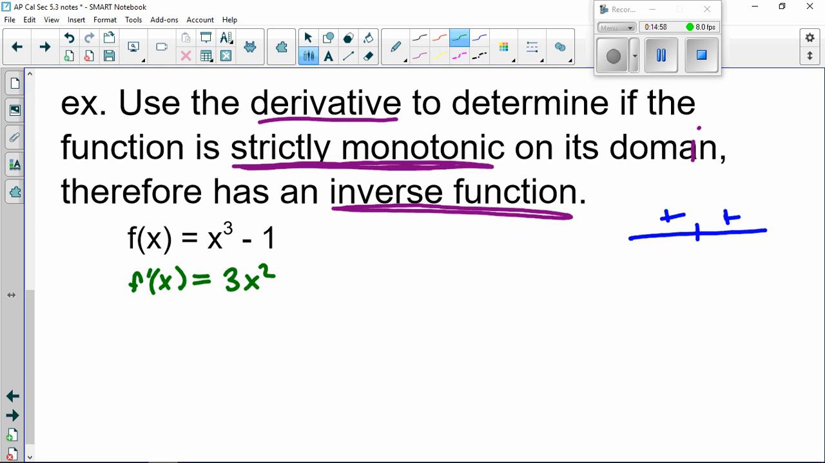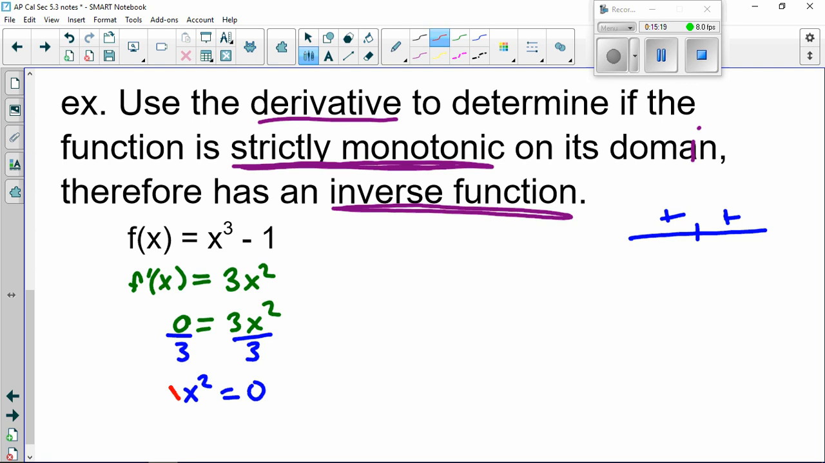So if that's our derivative, then what we would do next is take our derivative and set it equal to 0, because we need to figure out what number is going to go on the number line to check on either side of, and that will tell us what the whole function is doing. So to solve, we need to divide by 3. So we just have x squared equals 0.